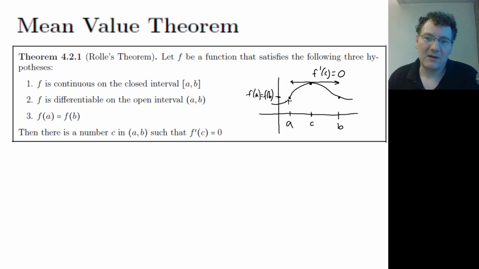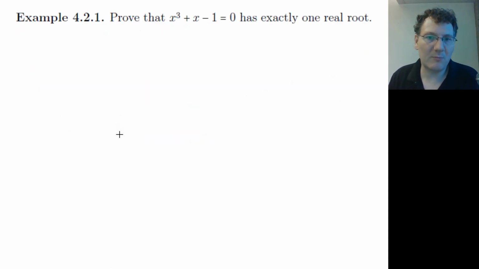If you start at the point a comma f of a and you end at the point b comma f of a, which is the same y coordinate, you must level off at some point on this smooth curve. So for example, let's prove that x to the third plus x minus 1 equals 0 has exactly one real root.